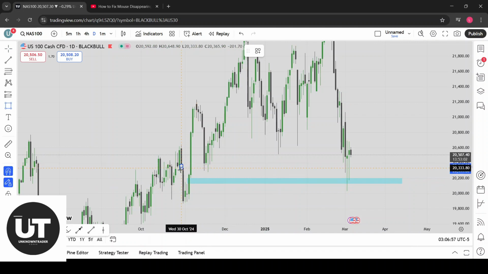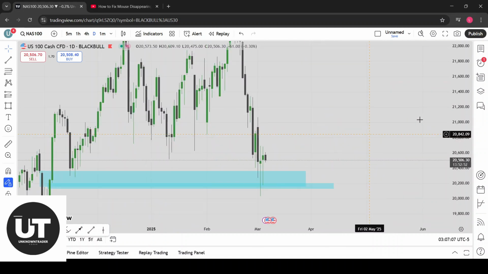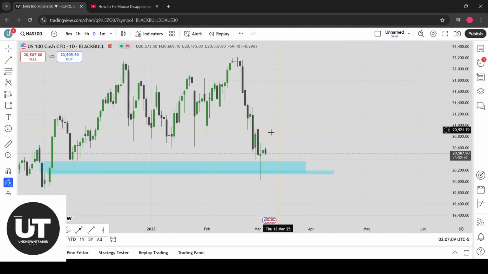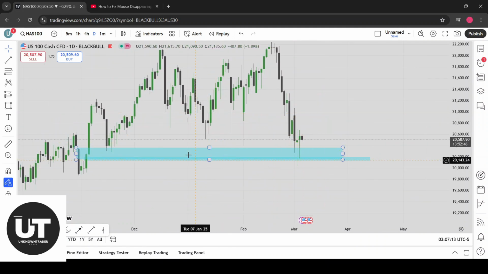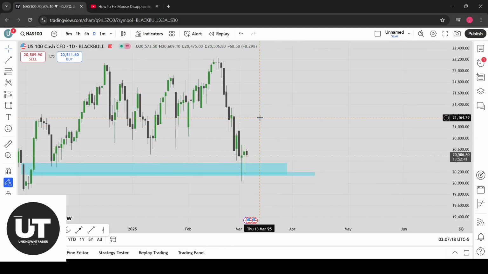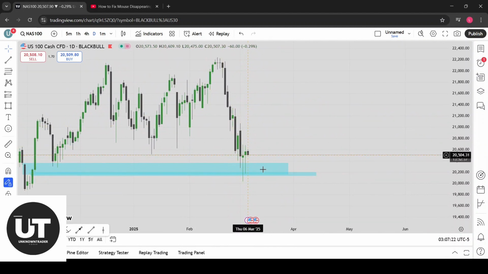We have to include the mini gap above it. If you've watched ICT's videos, you know why. Okay, now we have our higher time frame PDAs identified. This is on the daily. Now I don't usually trade the daily, but I'm going to show you how I usually take my trades. So we identify our PDAs.